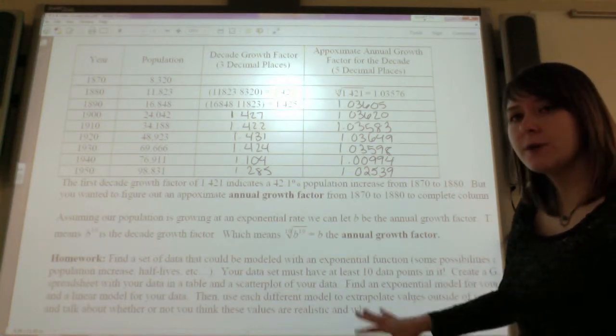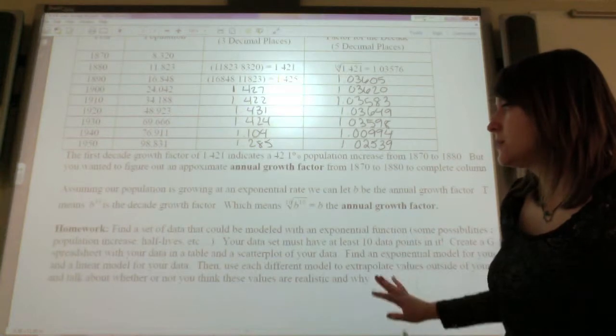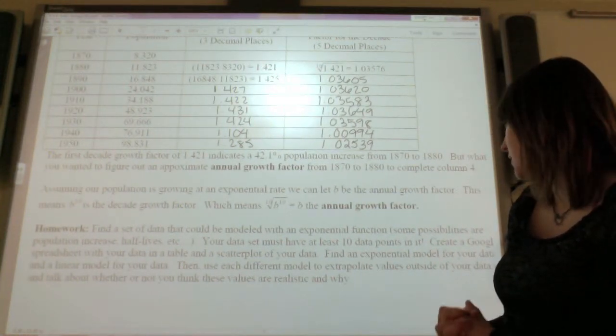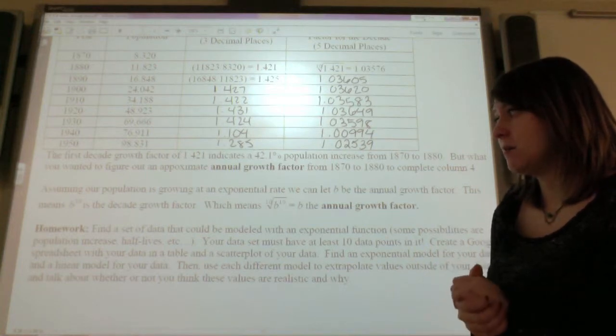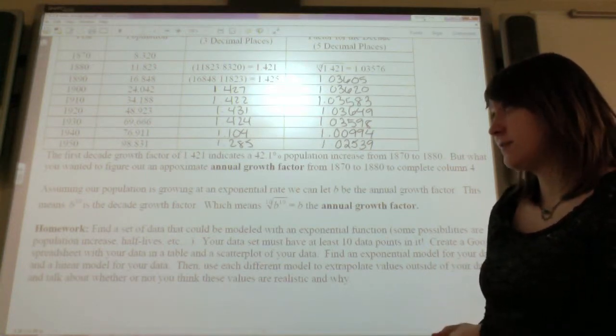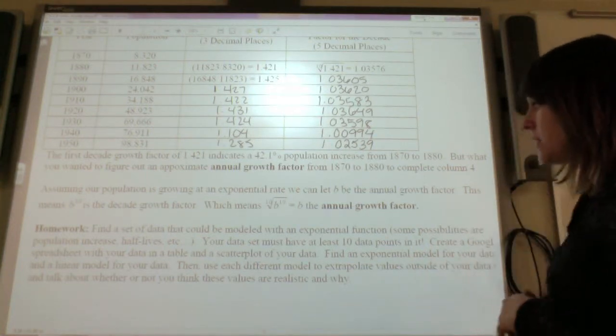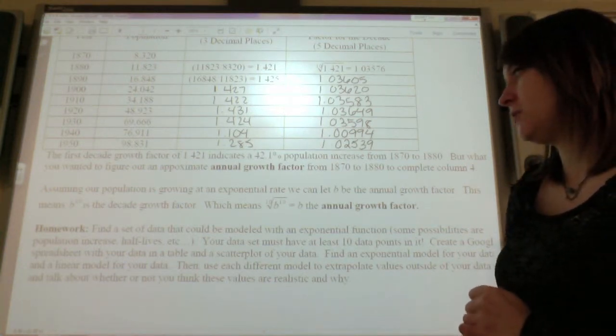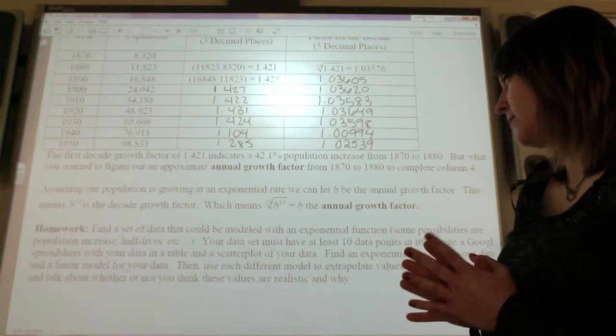Okay, notice that your homework is a little bit different tonight. So for the homework, we want to find a set of data that could be modeled with an exponential function. Some possibilities are population increase, half-lives, etc. Your data set must have at least 10 data points in it. Create a Google spreadsheet with your data in the table and a scatter plot of your data.